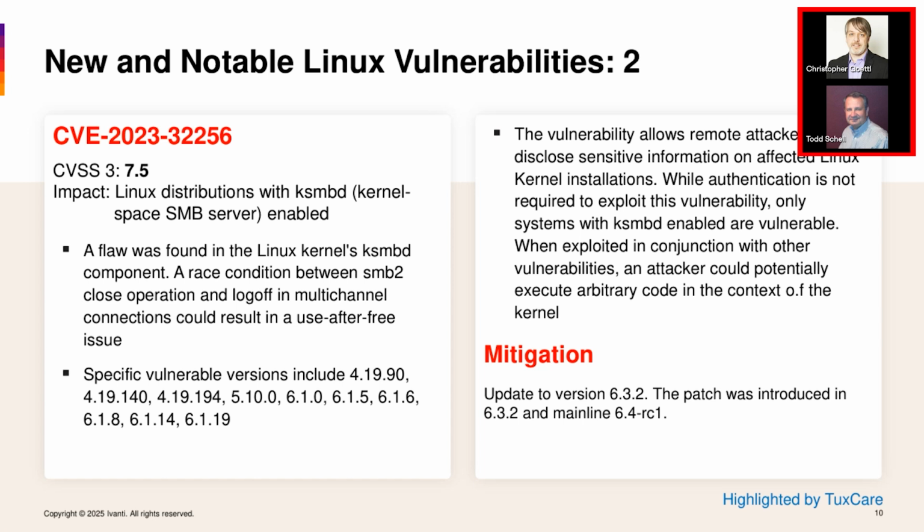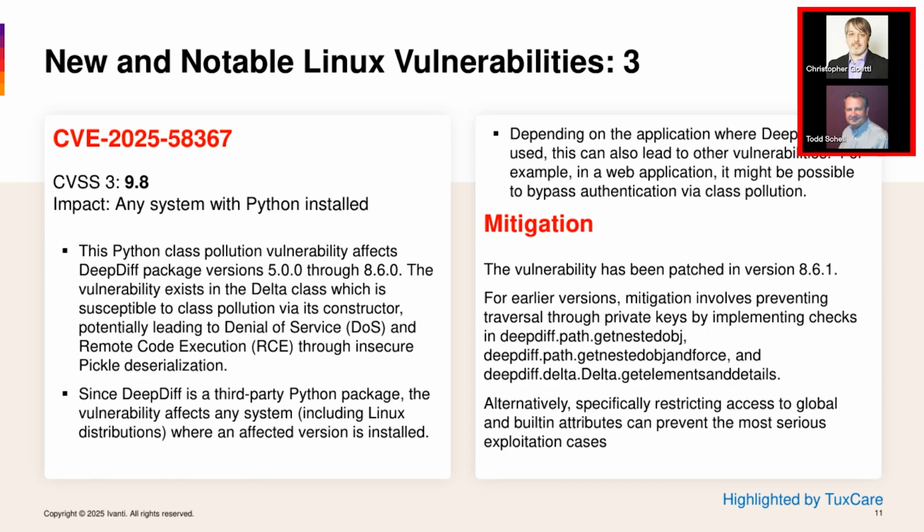If it's disabled, then you've mitigated the issue, but definitely one you want to take a look at and just see if you're exposed to this flaw. And the last of the CVE vulnerabilities this month is in Python, CVE-2025-58367. This one is a vulnerability.